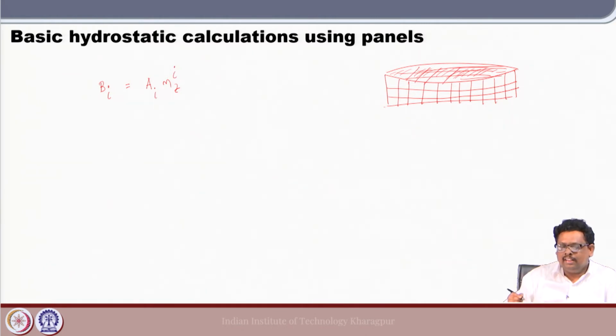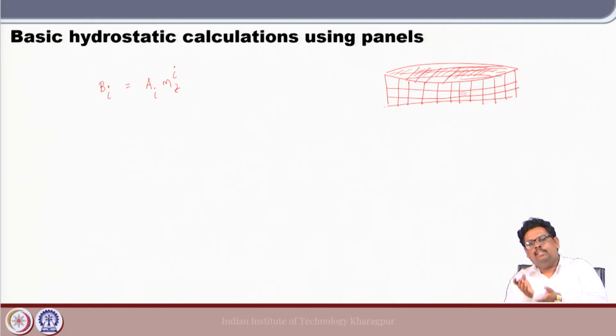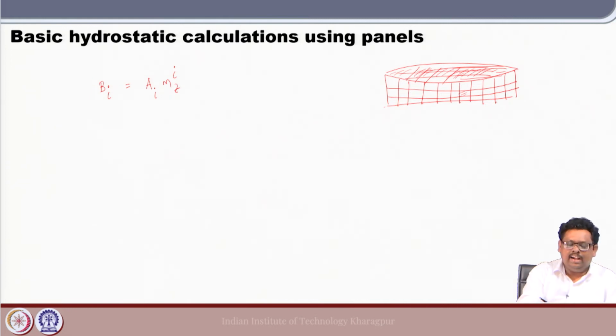So what I am getting is the area of the ith panel, and I multiply it with n_z, the vertical component of that area. That means the vertical projection of the area. Now, if we add these B_i, then this gives me the value for the water plane area. You can check that it is very easy to see, as in the case of a 2-dimensional body.